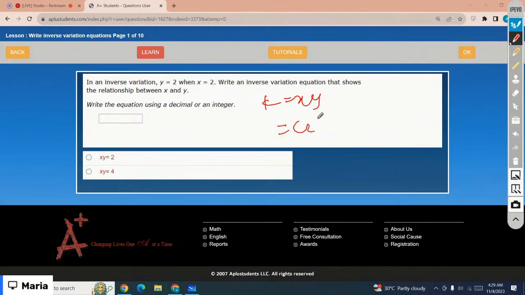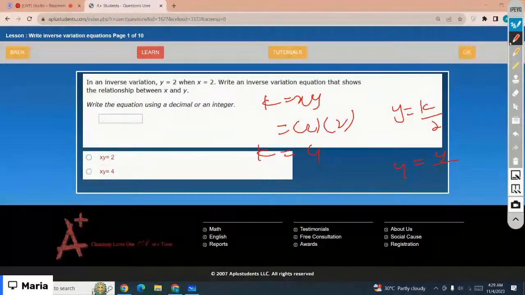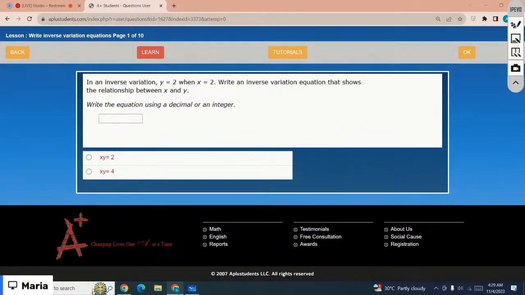X is 2, y is 2, so that means k equals 4. Right? Okay, you have to calculate the equation. Now the equation is y equals k over x. So k is 4, so that would be y equals 4 over x, right? Then y equals 4x. Multiply x on the side, so that would be y equals 4x. The correct option is y equals 4x, right?